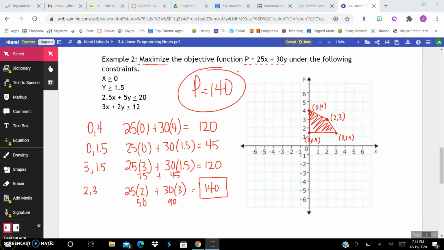One thing I want to point out is this question asked us to maximize. Some of the questions will say minimize. If it says minimize, they want the smallest answer. So in that case, if that was a minimize objective function here, we would have picked P equals 45 because we want the smallest number. So make sure you pay attention to that one word in the question.